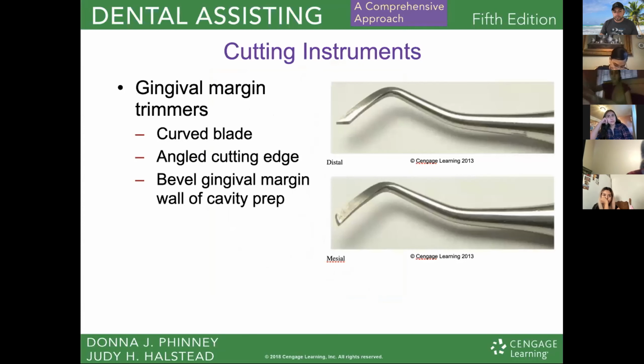Okay, gingival margin trimmers have a curved blade. And I don't know if you can kind of see in this picture, but there is a slight curvature in this blade here. So this is used for beveling the gingival margin wall of a cavity prep. And it has an angled cutting edge as well. So it will create a bevel in a cavity prep.